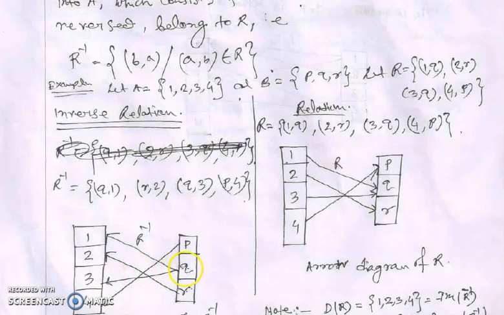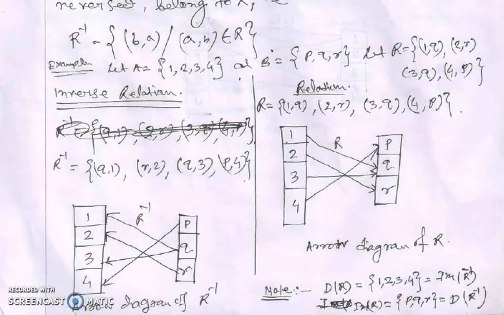So here we give an arrow from Q to 1. Next one here is (2, R). Therefore the inverse relation consists of the element (R, 2). This one is (3, Q), so the inverse set consists of (Q, 3). And the last one is (4, P), so here we use (P, 4), just to make an arrow from P to 4. Okay.